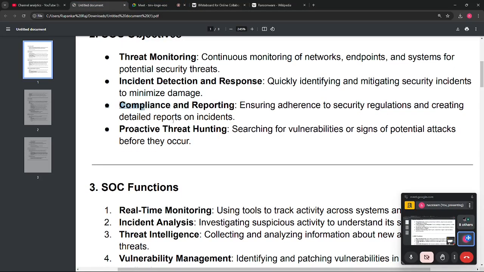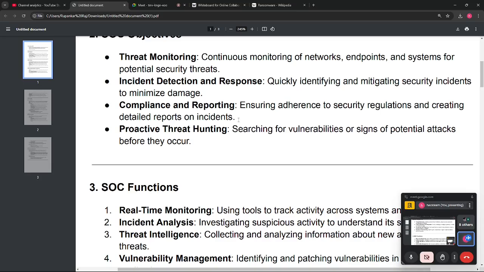And after that, we have compliance and reporting. So basically, in compliance and reporting, you are ensuring that the organization follows the relevant security regulations, and providing a detailed report of all the security incidents that are happening around you.